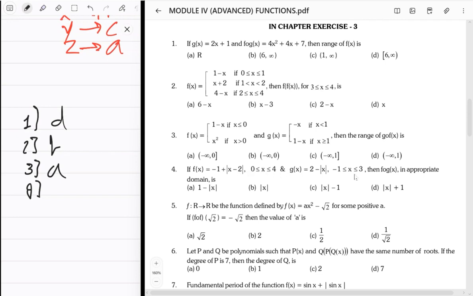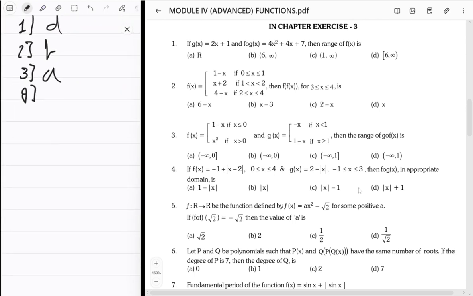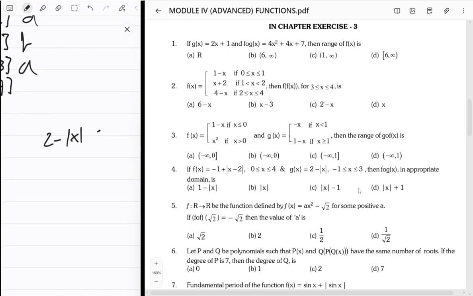Then f of g, in the appropriate domain, is... you already got 0 is less than or equal to x is less than or equal to 4. At that point, you got f, and you want f of g first of all. So for g to be in the domain of f, you want 2 minus mod x to be less than or equal to 4 and greater than or equal to 0.